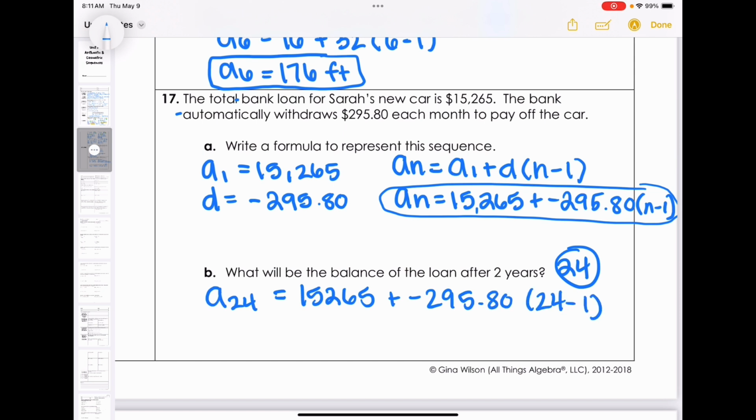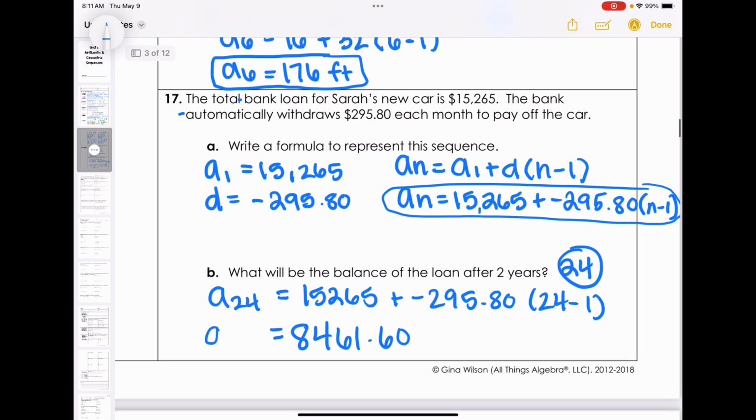And I'm going to type this long problem into my calculator. And that gives me $8,461.60. All right, so that concludes the notes for arithmetic sequences.